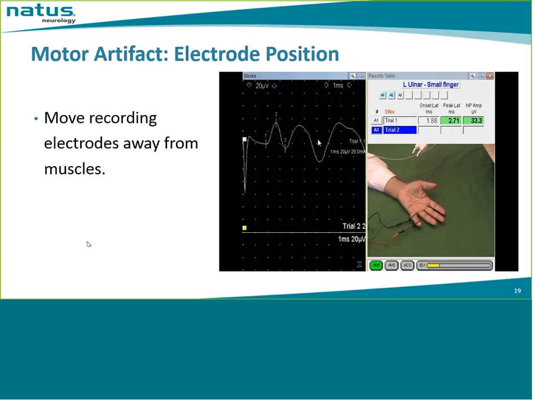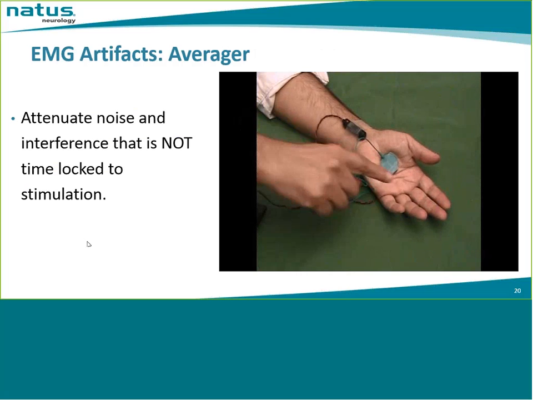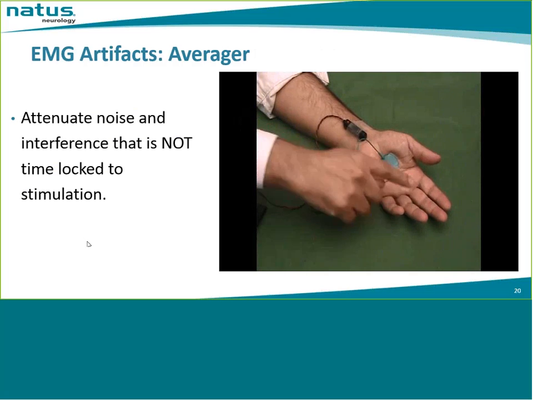This artifact is not time locked to stimulation. So if we were to add successive responses, the noise will be positive on some traces, negative on the other, and by summating it, it will cancel. The sensory nerve action potential is time locked to the stimulus, and therefore it doesn't cancel. So here in this example, we can see the sensory nerve action potential and the artifact going down.